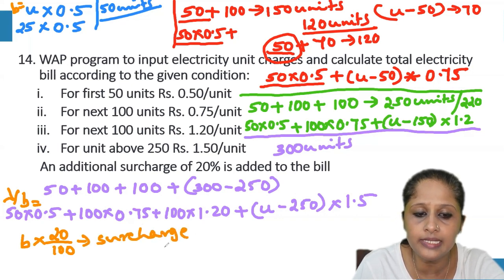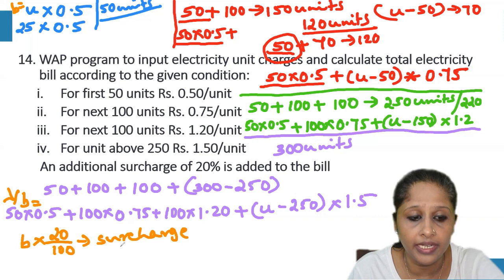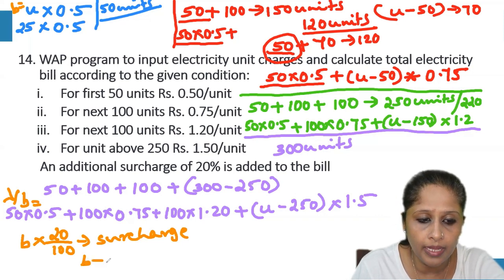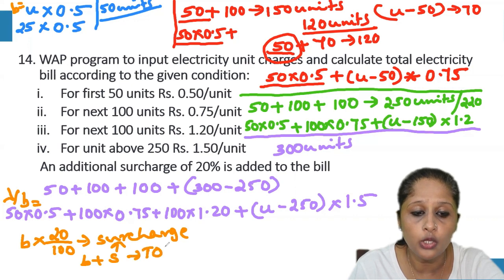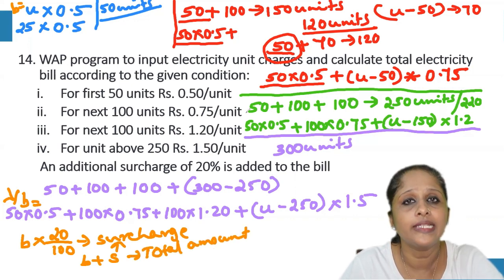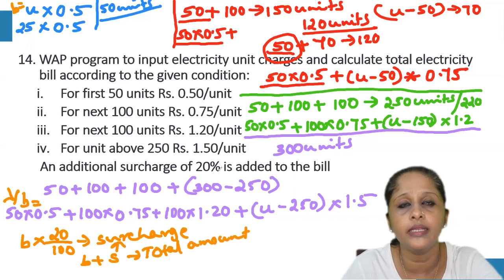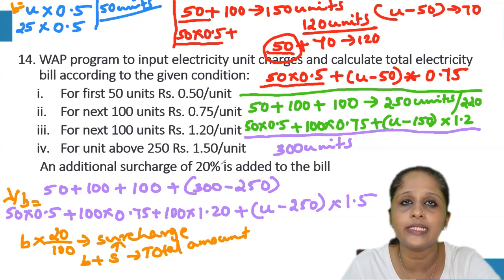So we got the surcharge. Now what is the final bill? This b plus this surcharge. So that is our total amount. So this is the logic for doing this program. So let's write the program.